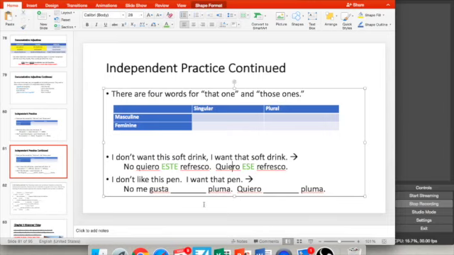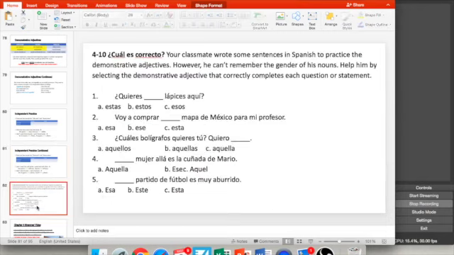Let's do one more. I don't like this pen. I want that pen. Your options for this, remember this and these both have T's. You have este or esta. In this case, pluma, pen, is feminine and singular. So we're going to say esta pluma. I don't want that pen. We're just going to take this and remove the T, esa pluma. Okay, hopefully not too bad.